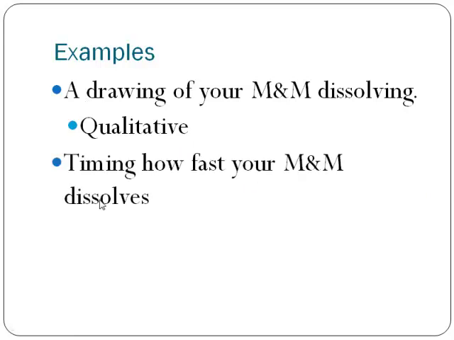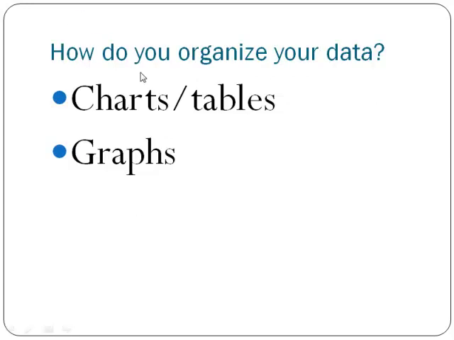All right, next example. Timing how fast your M&M dissolves. Okay, if you wrote quantitative, nice job, because you're actually going to count the number of seconds, or minutes, it takes your M&M to dissolve. All right, they're pretty straightforward. If you can remember quality and qualitative and quantity and quantitative, that will help you keep those two words from getting mixed up.